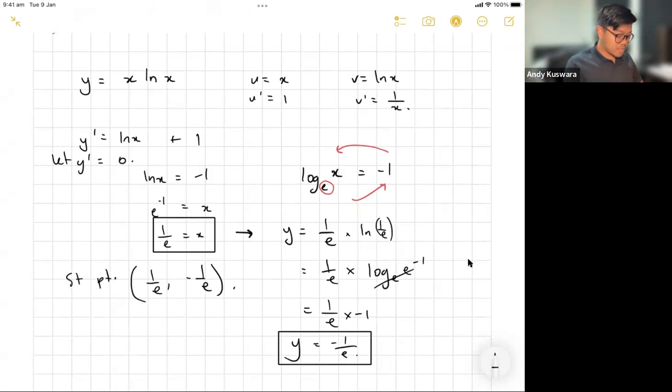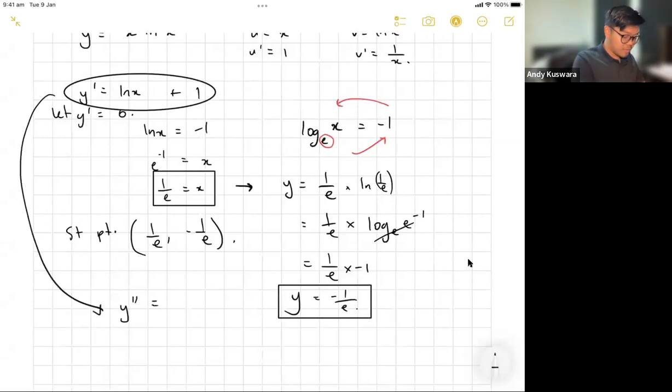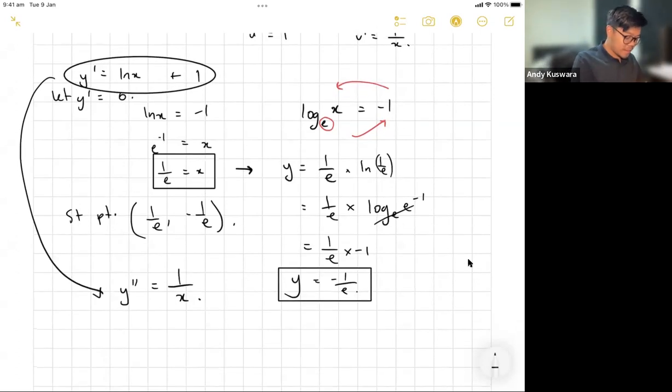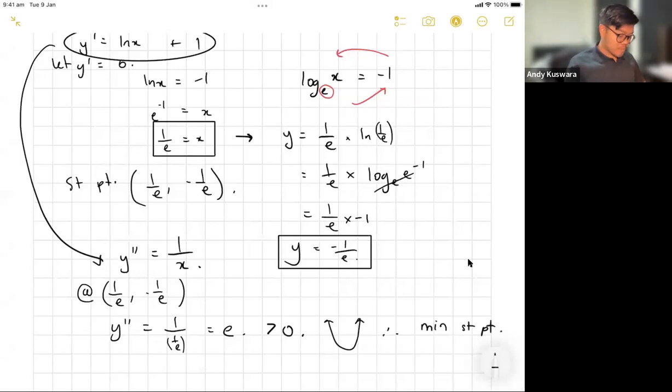Now to determine nature, let's do the second derivative. We found y dash was ln x plus 1, so y double dash equals just 1 on x. That's clean. Let's test at our point 1 on e, negative 1 on e. Here y double dash becomes 1 on 1 on e, which is just e. I know e is greater than 0, so it's concave up. Therefore it's a minimum stationary point.